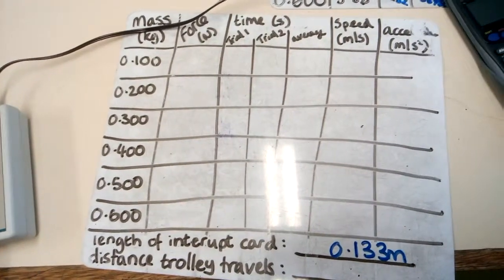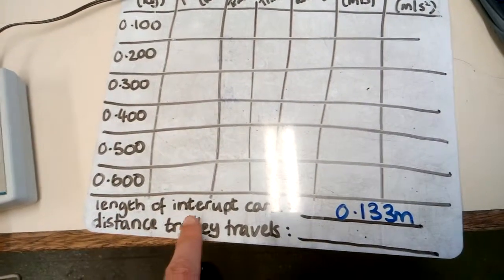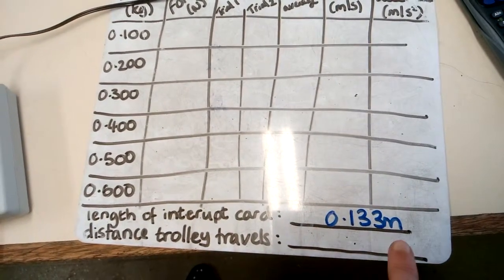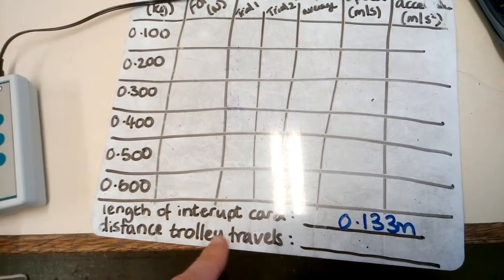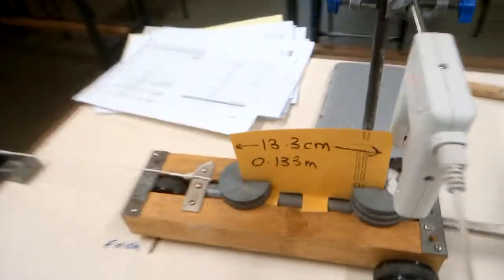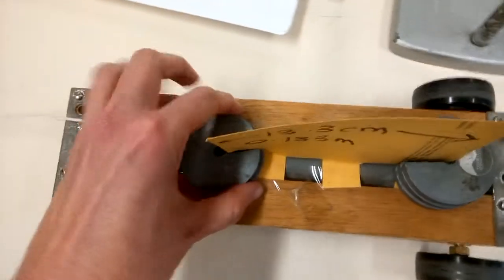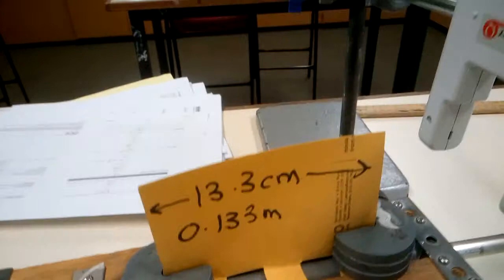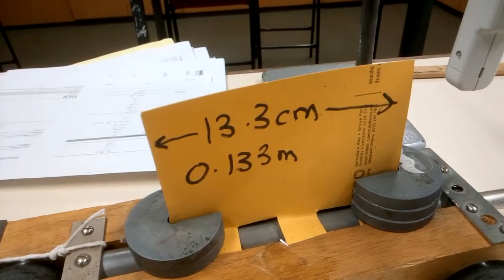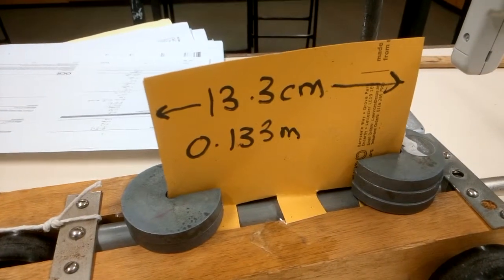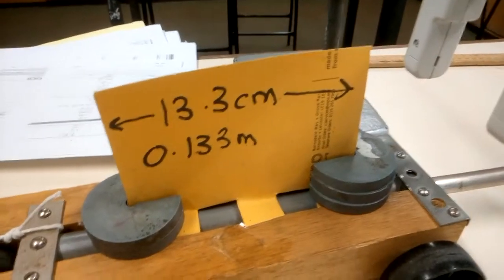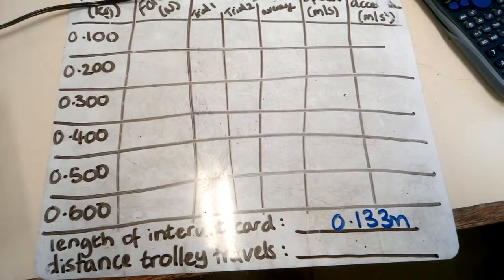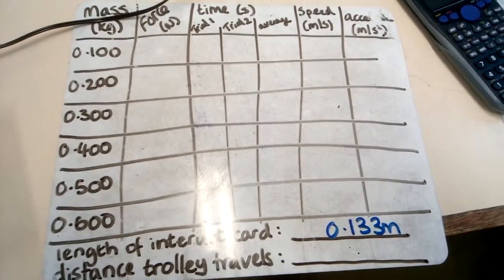Now, really important, you need to record 2 different things. You need to record the length of your interrupt card, and you also need to know the distance that the trolley travels. So, first thing, your interrupt card, you can see how I've stuck an interrupt card onto the trolley, and I've put sellotape on each side to make sure it stays there. And can you see I've measured across 13.3 centimetres. I'm going to put that in metres because we usually want to use metres in calculations in physics. And I'm going to write that in my book underneath my results table. So I've got it there, and I can use it to interpret some results.